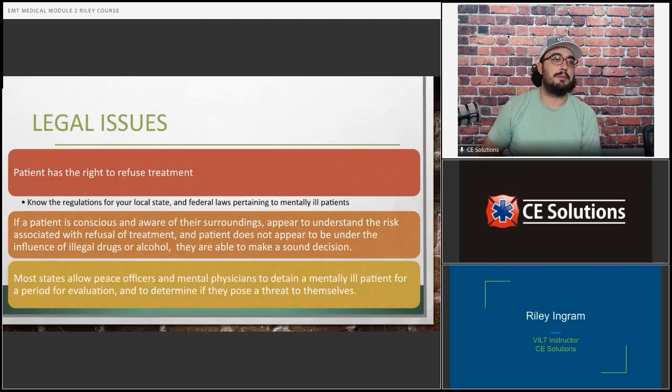Legal issues. A patient has the right to refuse treatment. You want to know the regulations for your local, state, and federal laws pertaining to mentally ill patients. If a patient is conscious and aware of their surroundings, appears to understand the risk associated with refusal of treatment, and does not appear to be under the influence of illegal drugs or alcohol, they're able to make a sound decision. Most states allow peace officers and mental health physicians to detain a mentally ill patient for a period for evaluation and to determine if they pose a threat to themselves.